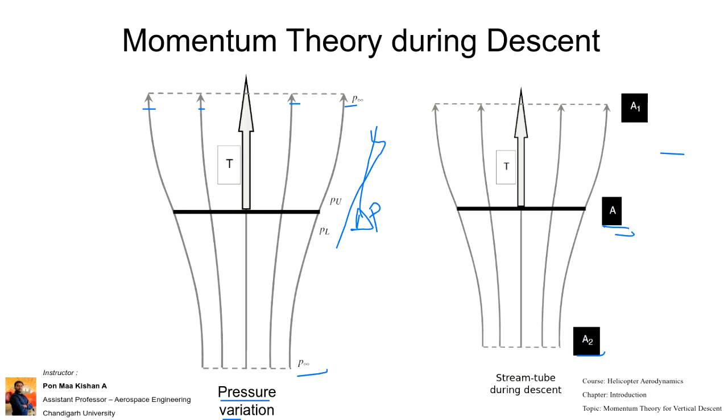So during descent, will the thrust be acting upward or downward? Kindly answer the poll. During descent, the thrust will be acting upward or downward. You can take the concept of quadcopters itself, right? I hope many of you have done quadcopters, so you can use that concept to decide whether the thrust will be acting upward or downward. Kindly answer the poll.